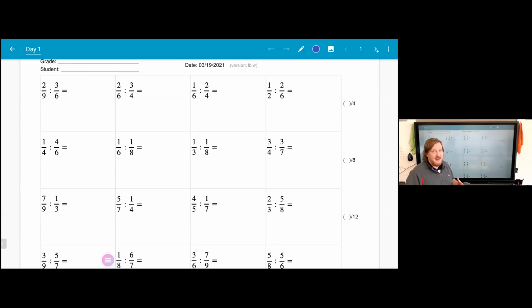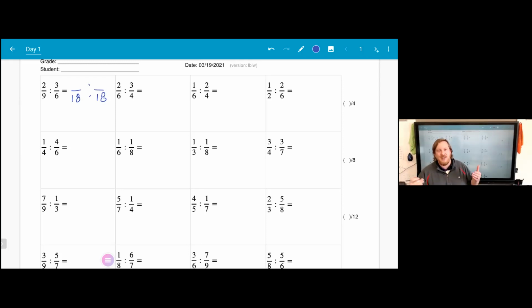When I say focus on the denominators, if I'm looking at the first one, I've got 2/9 and 3/6. Just think about the 9 and the 6 in the denominator. What is the least common denominator, the lowest common multiple for 9 and 6? In this case, that's 18. So these are both going to be 18ths in this case.